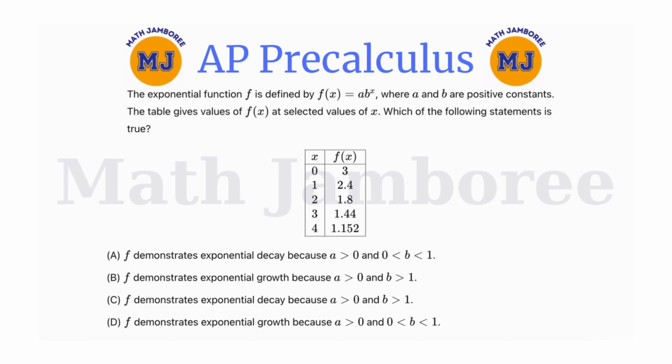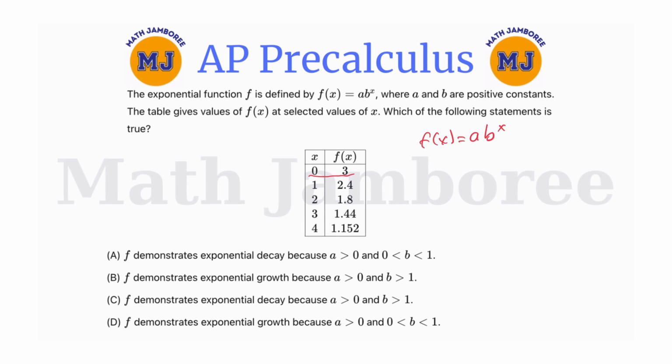The x values are 0 through 4, and the f of x values are 3 through 1.152. So this function is given. So we will just substitute the given values.